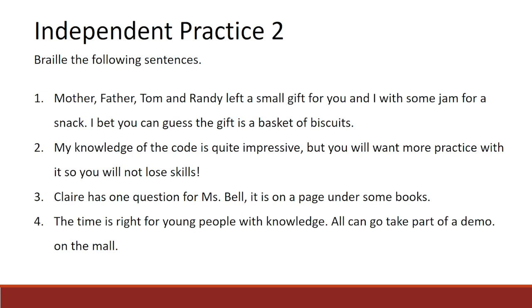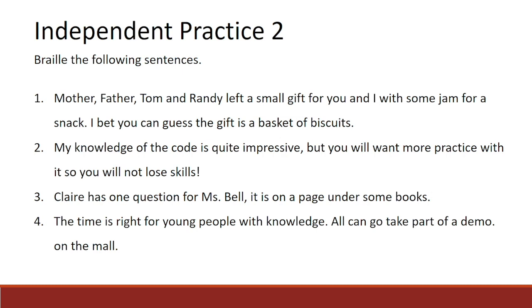Here is independent practice 2. Braille the following sentences. They are 1. Period. Mother, comma, father, comma, Tom and Randy left a small gift for you, and I with some jam for a snack. Period. I bet you can guess the gift is a basket of biscuits. Period.